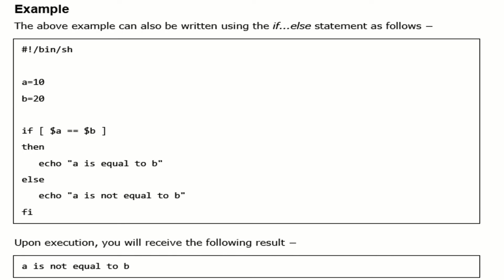Here is an example of the if then else structure in a Unix script. A is equal to 10, B is equal to 20, then we check whether A is equal to B or not. If A is equal to B, then it prints A is equal to B, else it prints A is not equal to B. For our example, A is 10 and B is 20, so 10 is equal to 20 is false, and it prints A is not equal to B as the output from this program.